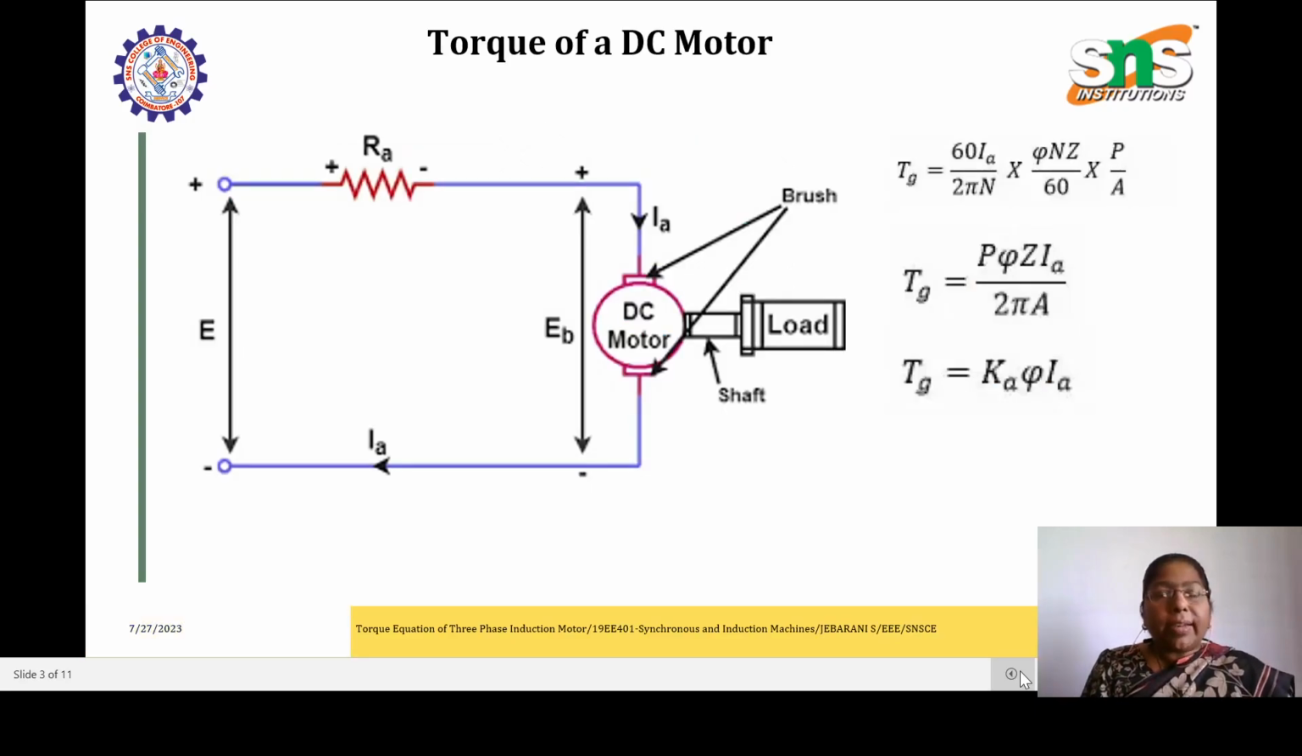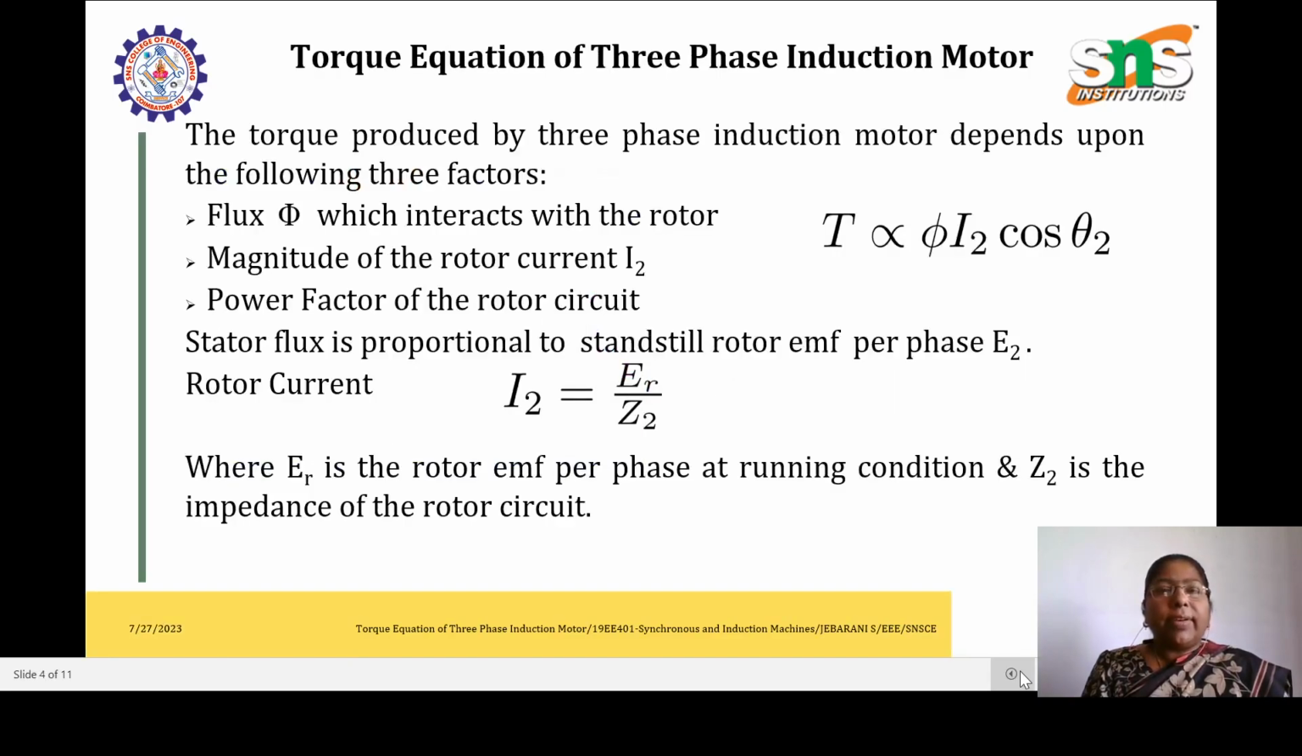If you take up an electrical machine, in the case of a DC motor, the developed torque will be proportional to the flux into the armature current. The same thing, when translated to an AC motor, that is a three-phase induction motor: T is proportional to flux into rotor current. Armature is the rotor part. So it is rotor current into power factor. The power factor of the rotor circuit is essential. So T is proportional to phi into I2 into power factor.